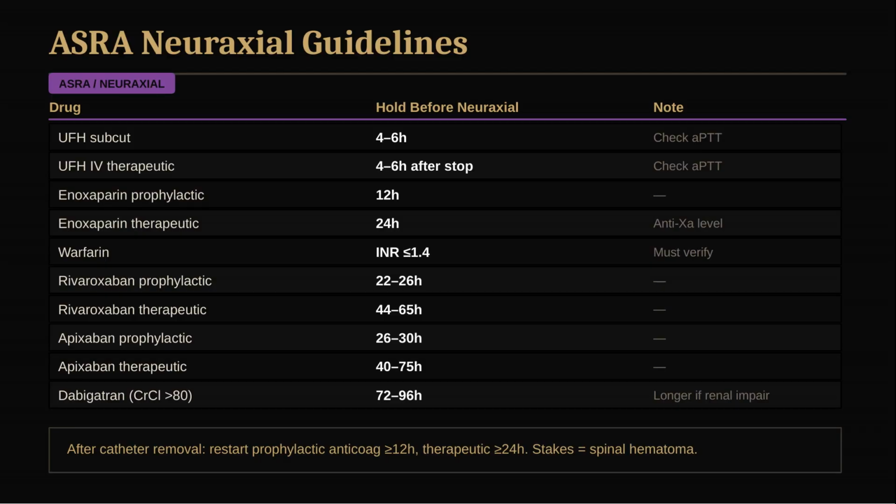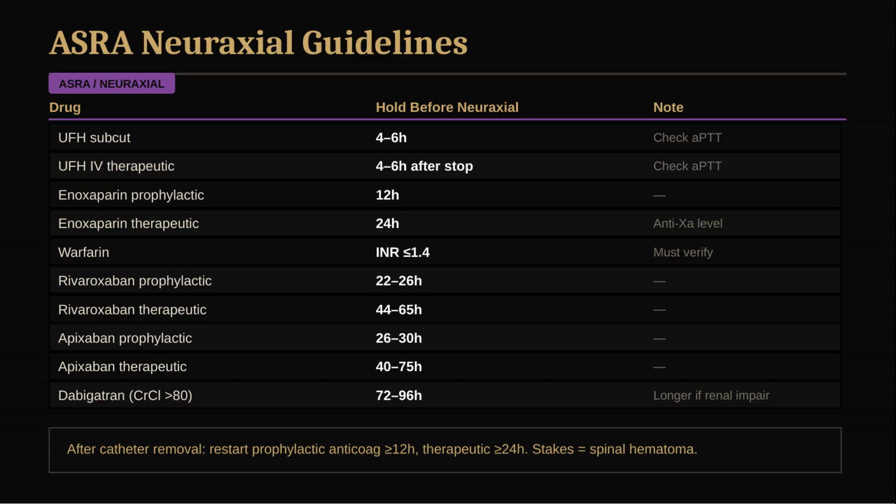The ASRA guidelines define minimum hold times before neuraxial anesthesia in anticoagulated patients. These are not arbitrary. They are derived from drug half-lives and clearance. Standard heparin subcutaneous, 4 to 6 hours, check aPTT. Enoxaparin prophylactic dose, 12 hours. Enoxaparin therapeutic dose, 24 hours. Warfarin, INR must be 1.4 or below.